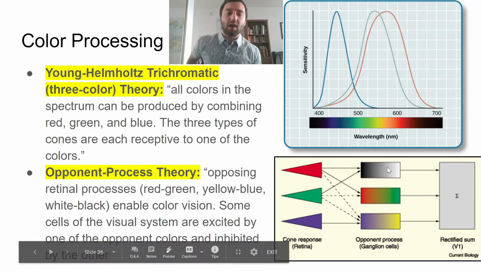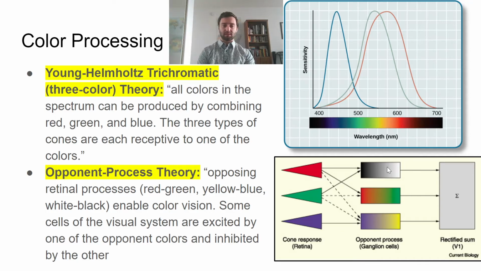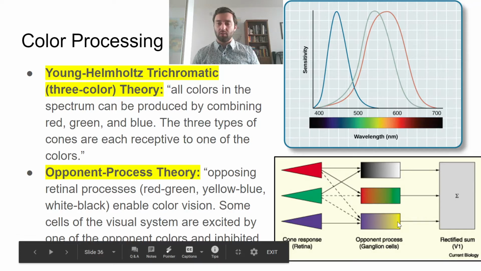Okay? And what's happening here is that some of the cells are being excited by opponent colors and inhibited by other colors. So basically there are different cells here that are getting excited, whether it's white or black, green or red, blue or yellow, right? Based on the information coming from those cones. So as that information comes in, it goes to these ganglion cells. Some are excited, some are inhibited, right? That information will then be combined, which will then give us the colors.